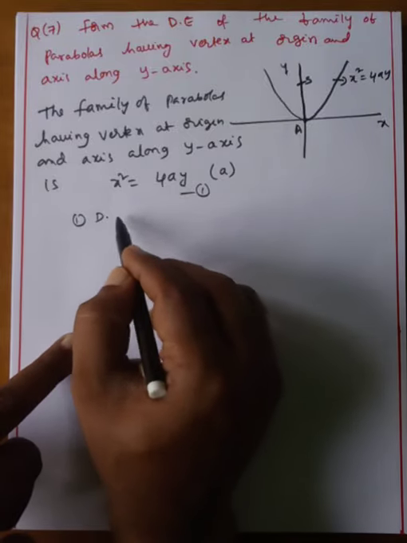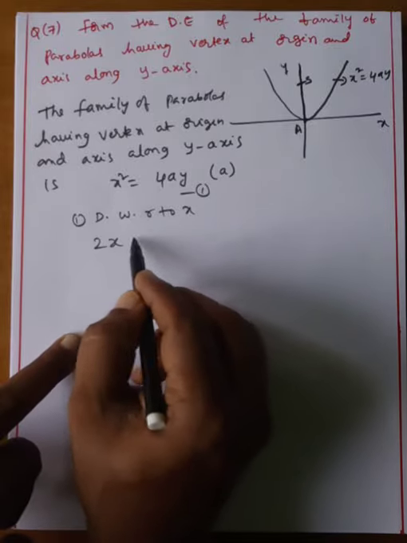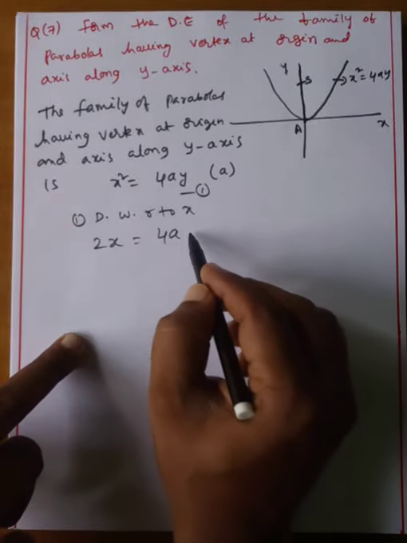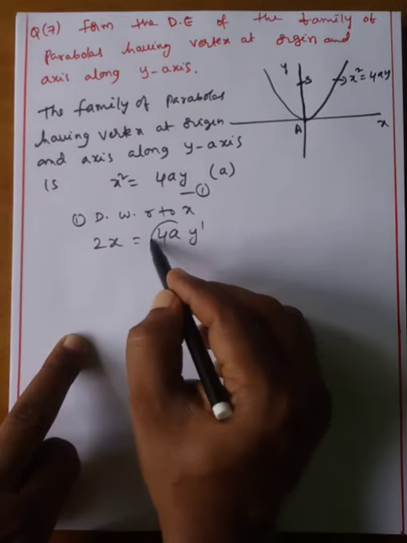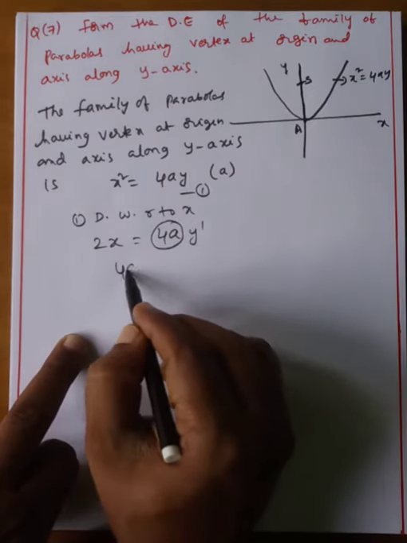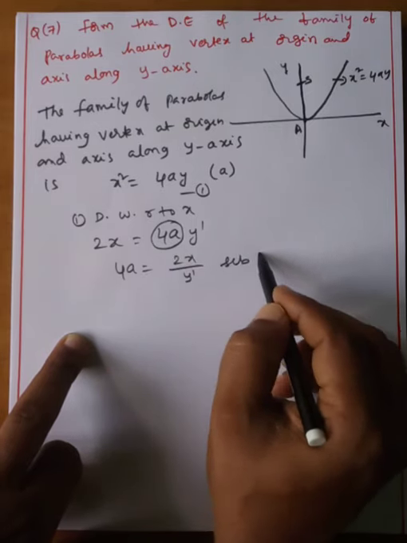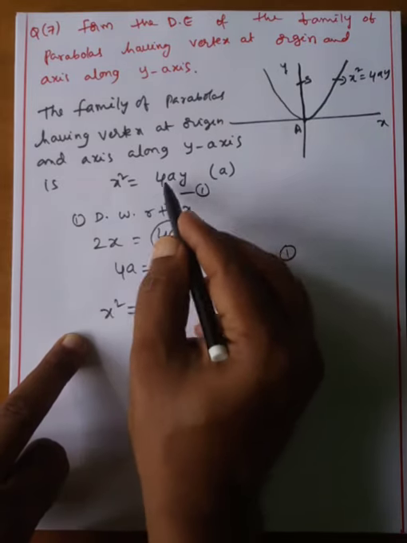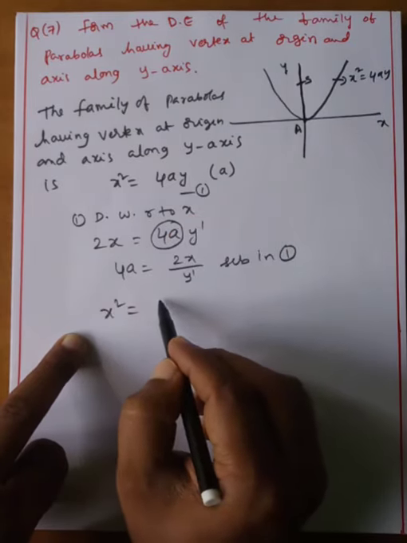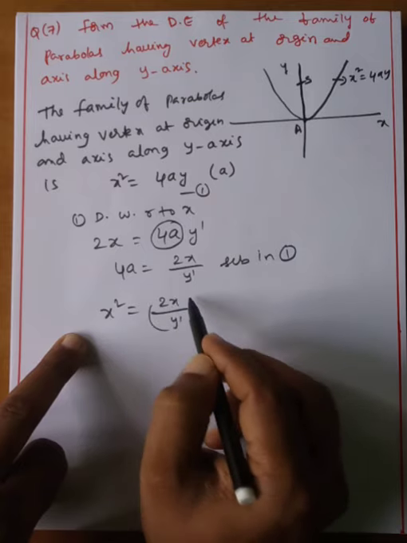Differentiate with respect to x. What is the derivative of x square? 2x. 4a into the derivative of y is y dash. From this we find the value of 4a. Now 4a is equal to 2x by y dash. Substituting in equation 1, x square equals 4a times y, with 4a value 2x by y dash into y.